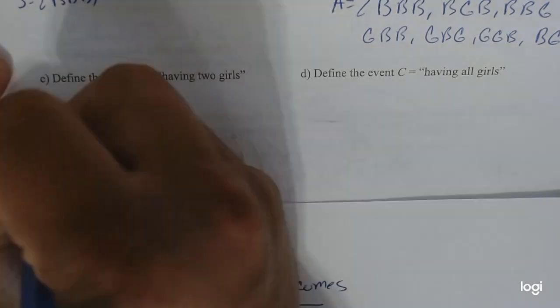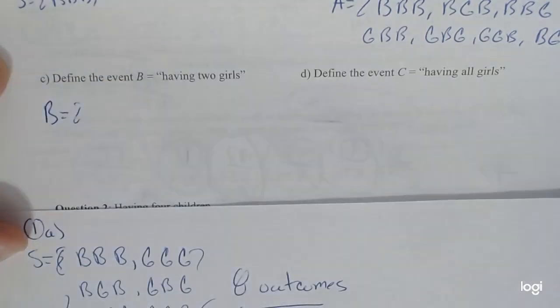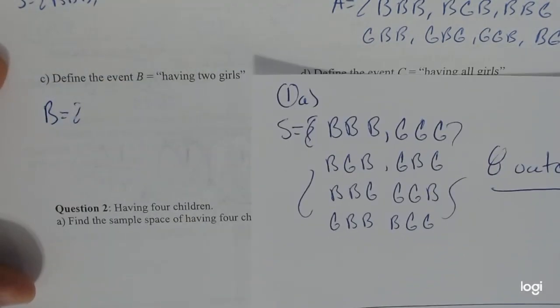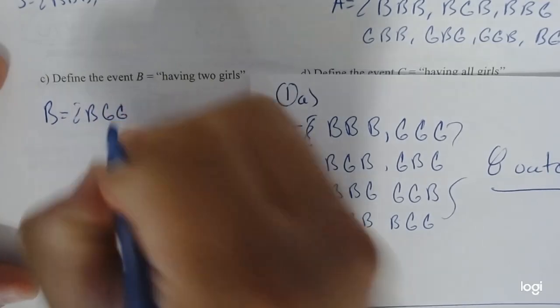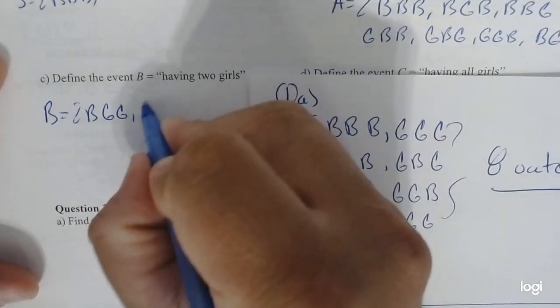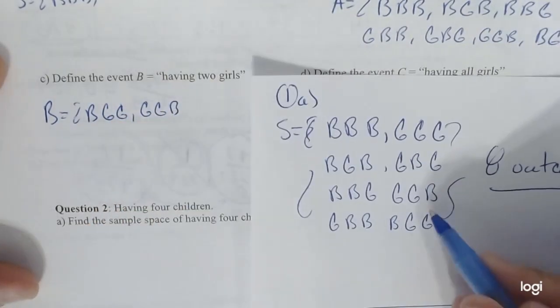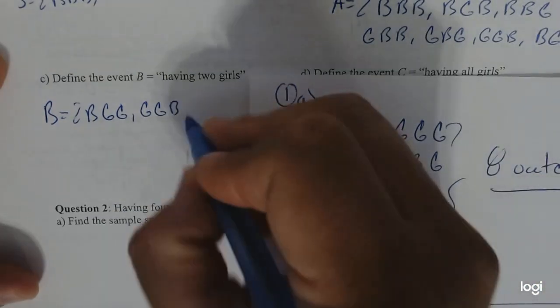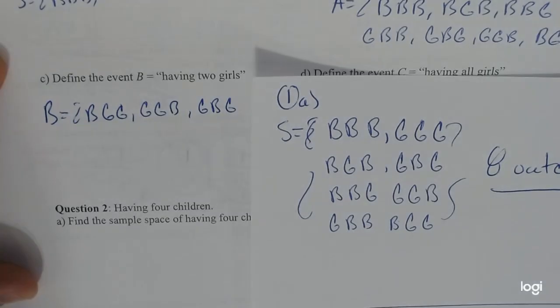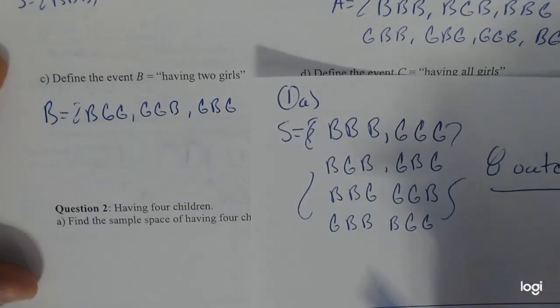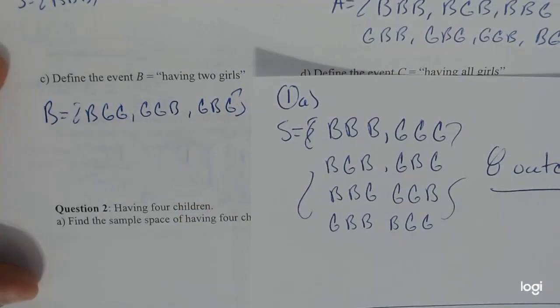So my event B is going to list out all the ways of having two girls. So again, going back to my sample space, two girls. So I have two girls here. So boy, girl, girl. That's one way. I can have girl, girl, boy. That's the other way. This one here, girl, boy, girl. And I believe that's all of them, right? This is three girls. Yep, that's it. That's all the ways of having two girls.